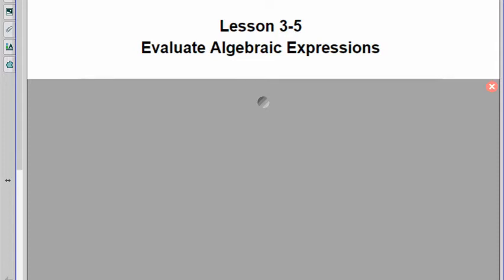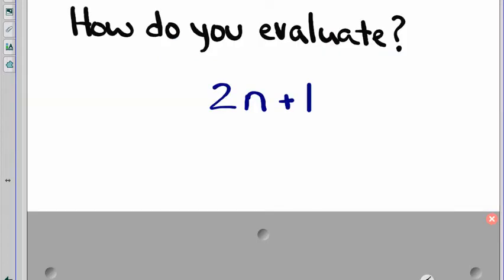And how do we do that? Let's take a look. All right, how do you evaluate? Well, say, here we go. We've got this expression 2n plus 1. That's 2 times n plus 1. Now, we can't really evaluate this now because n is unknown. We need to know what n is to be able to evaluate this.